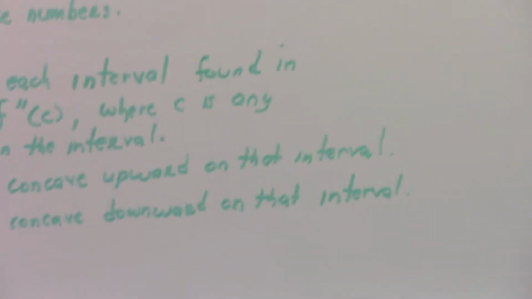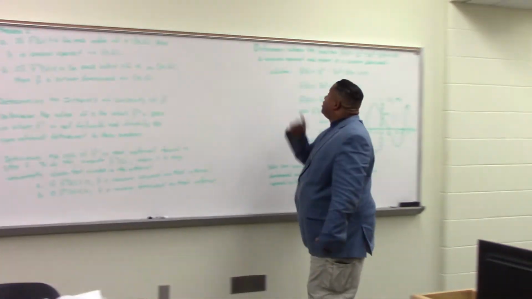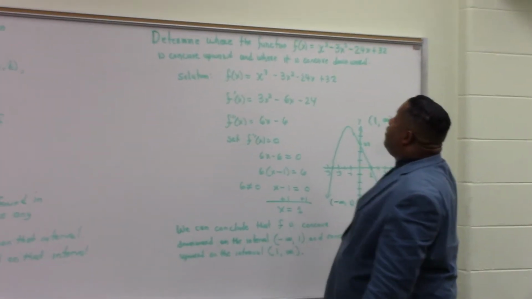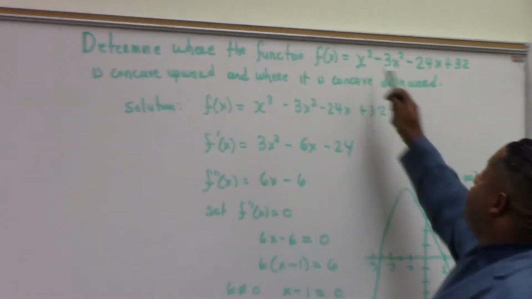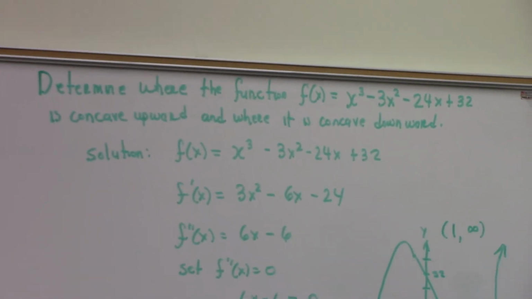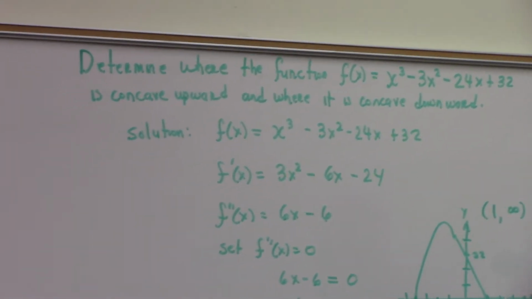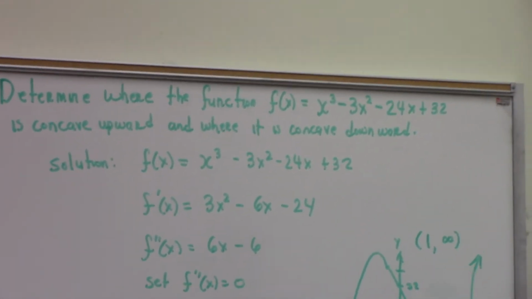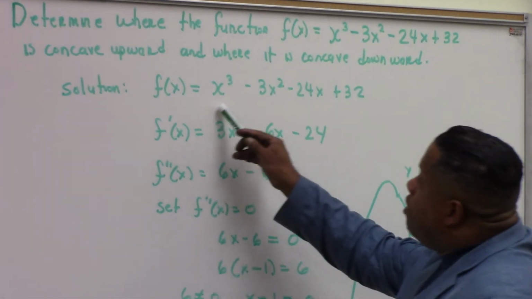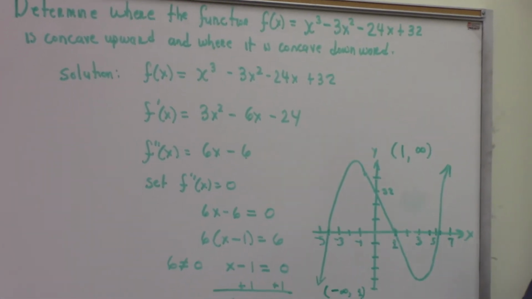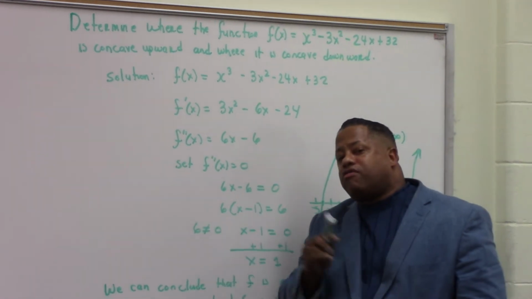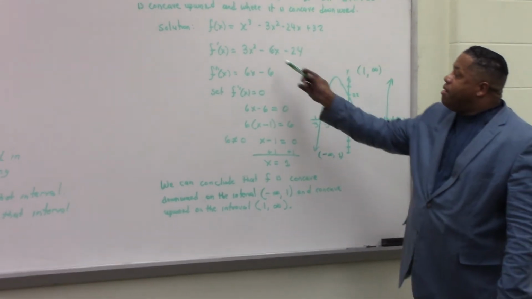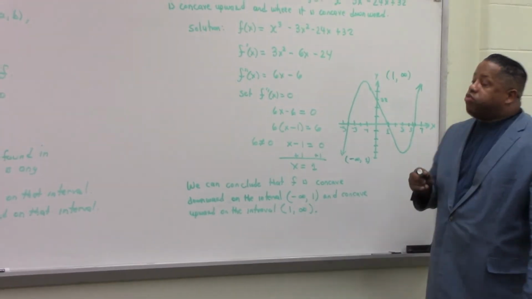Now, let's do a problem here. Let's determine where the function f of x equals x cubed minus 3x squared minus 24x plus 32 is concave upward and where it is concave downward. Solution: we write the function over again, and take the first derivative. When we take the first derivative, we come up with 3x squared minus 6x minus 24.